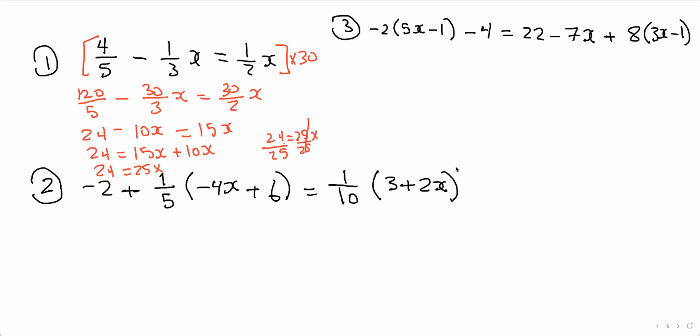And this here, you want to multiply everything by the lowest common denominator, which between the 5 and the 10 is 10.